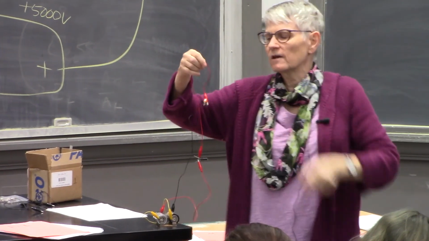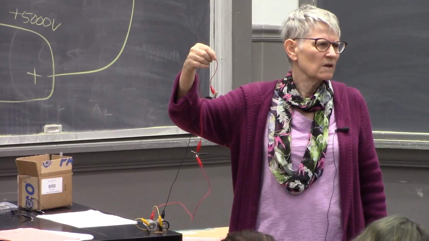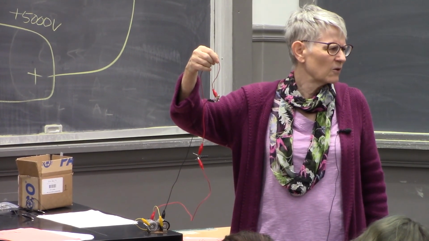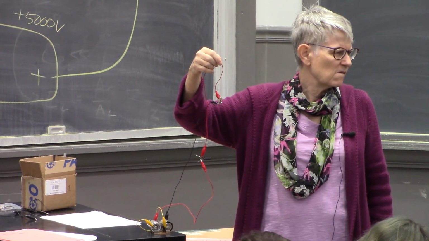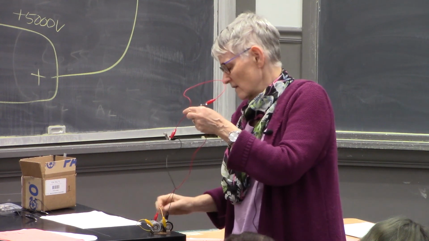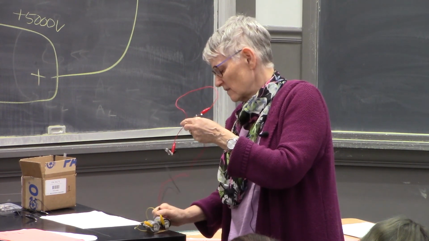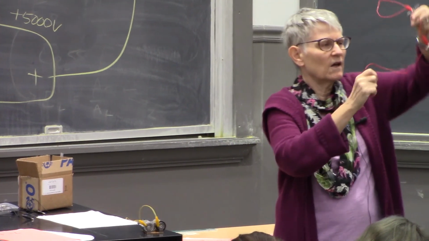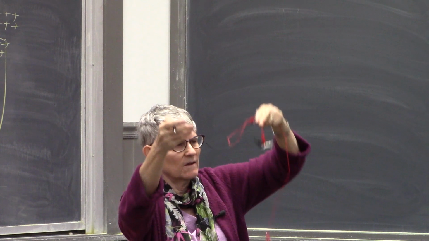Okay, so the bulb lit. It's kind of dim, and it went out. Well, that's interesting. Let's disconnect. Now we've got a bulb and a capacitor, but no battery here, right?